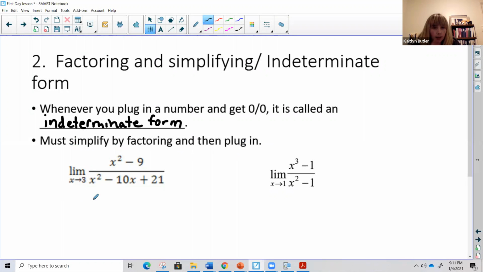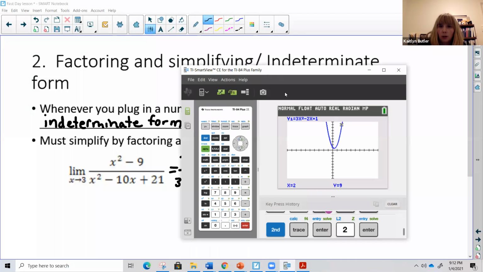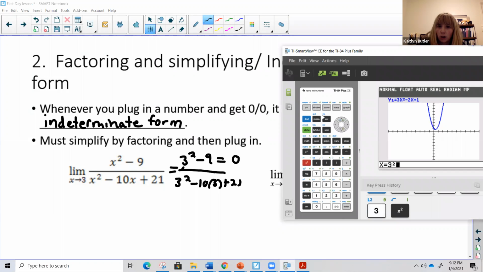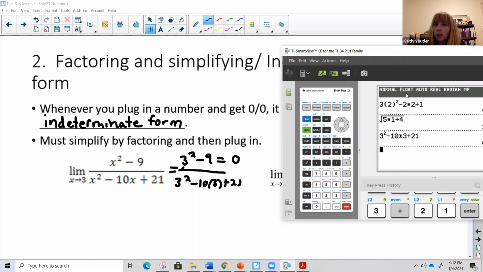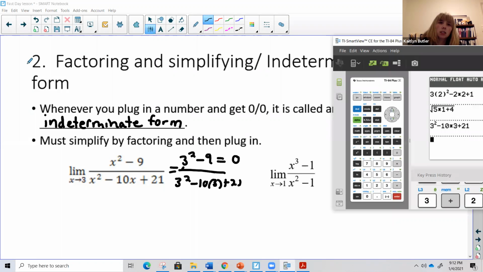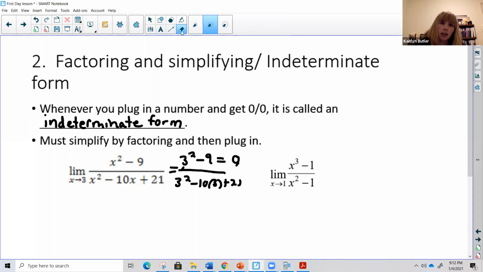You should always first try substituting. If I were to do that here, I would get 3 squared minus 9. 3 squared is 9, minus 9, which is 0, over, and I have to plug it in for the denominator too: 3 squared minus 10 times 3 plus 21. Just to be fast, I'm going to plug that into the calculator. Let me get out of the graph menu: 3 squared minus 10 times 3 plus 21. If I do that, I also get 0. So when I plug it in, I get 0 over 0, which doesn't tell me anything. I don't know what the limit is.